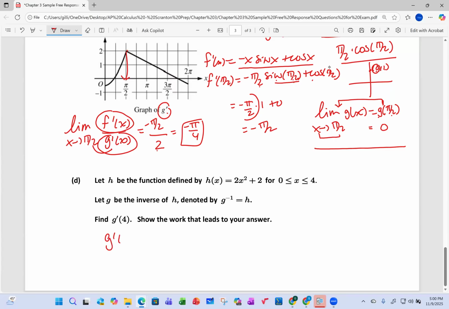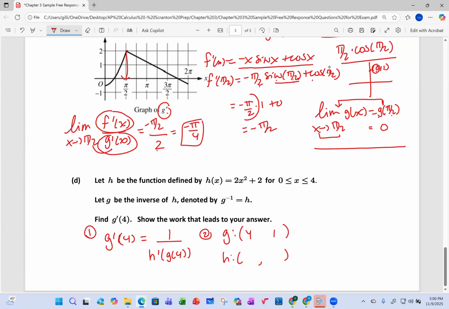It's the inverse rule. So g prime at 4 equals 1 over h prime of g at 4. Step 2, not f and g, it's g and h. And let's see how I did here. So this is 4, and that's 4 there. Oh, no, I need g at 4. Ooh, I was a little worried there. I need g at 4. Okay, so here we go.